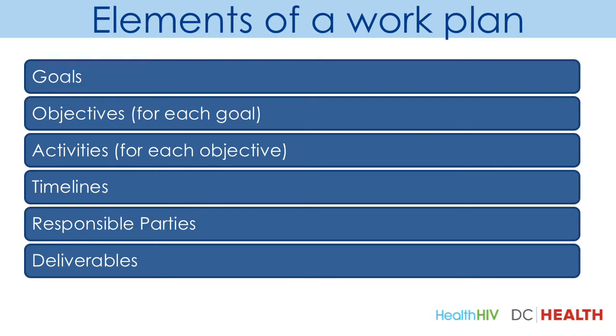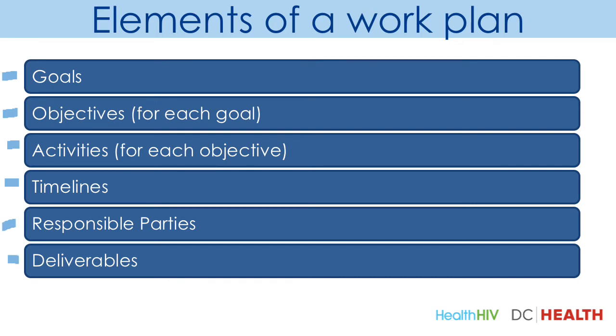What are the elements of a work plan? A work plan consists of goals, objectives, activities, timelines, responsible parties, and deliverables.